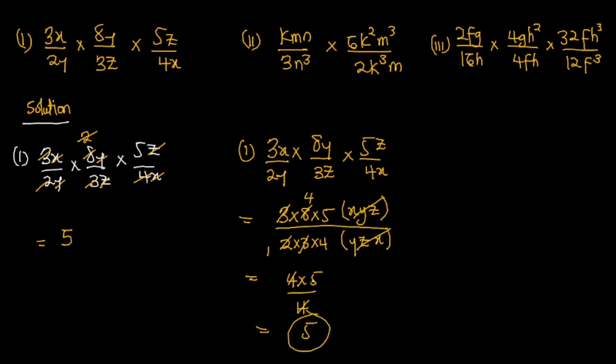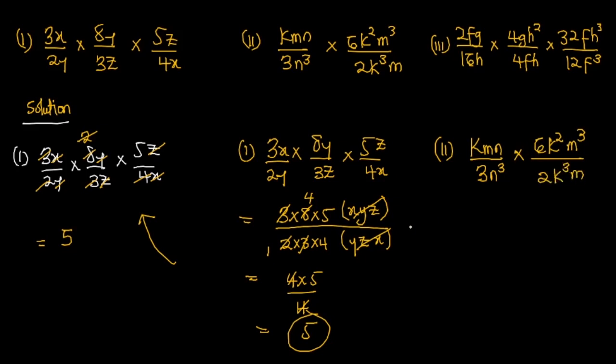So there are so many ways you can go around to cancel or to multiply and get your final answer. It depends on you. If you like, you can cancel straight ahead as in this first example, and then you get your final answer. Or if you like, you multiply everything before you cancel and then you do your final substitution. Alright, let's tackle the second expression. So we have kmn on 3n cube multiplied by 6k squared m cube on 2k cube m.